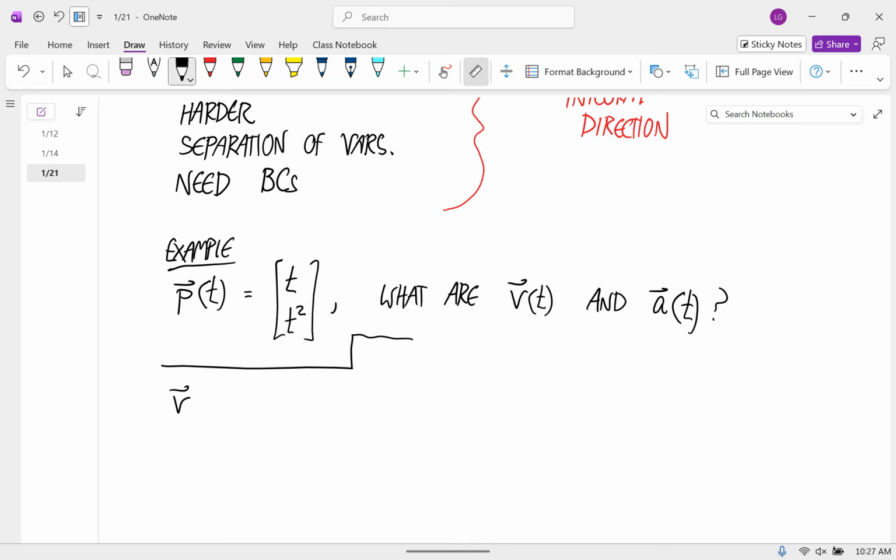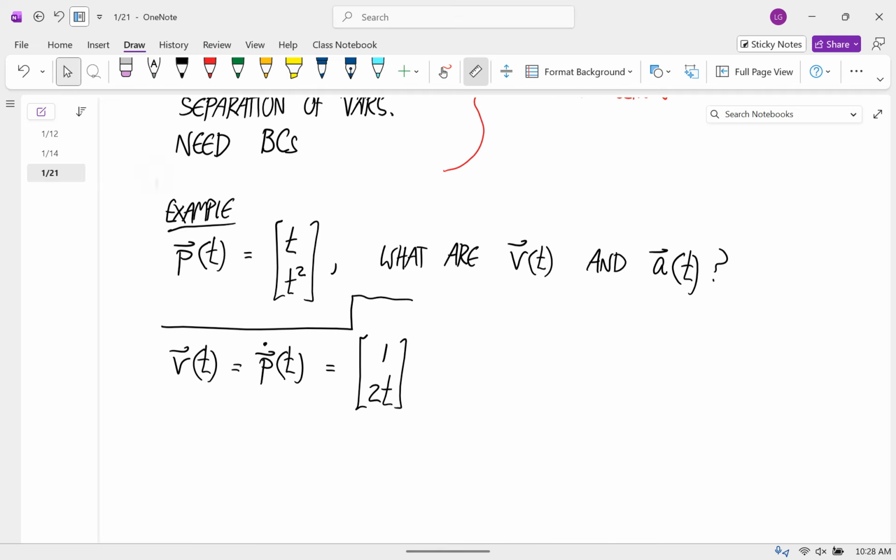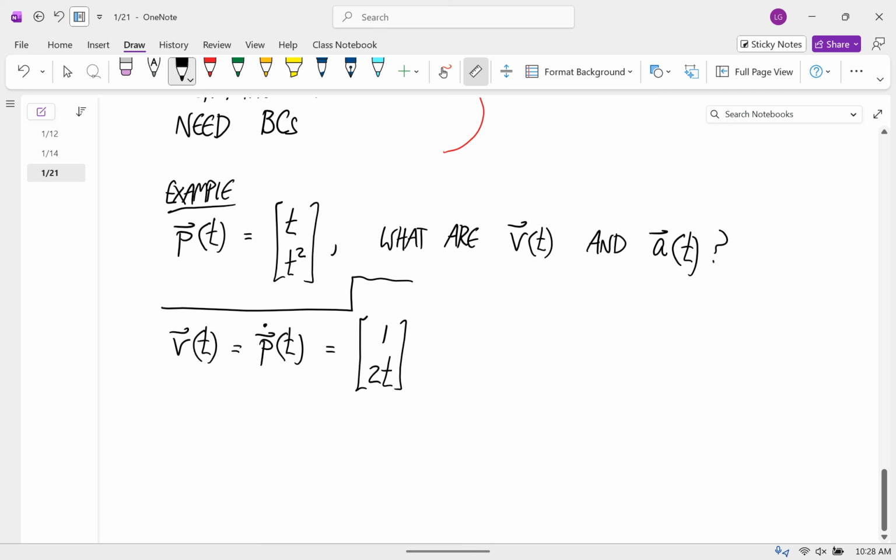So the velocity is just the time derivative of the position. So that's 1, 2t. And the acceleration is the time derivative of the velocity, or the second time derivative of the position. So that's 0, 2.